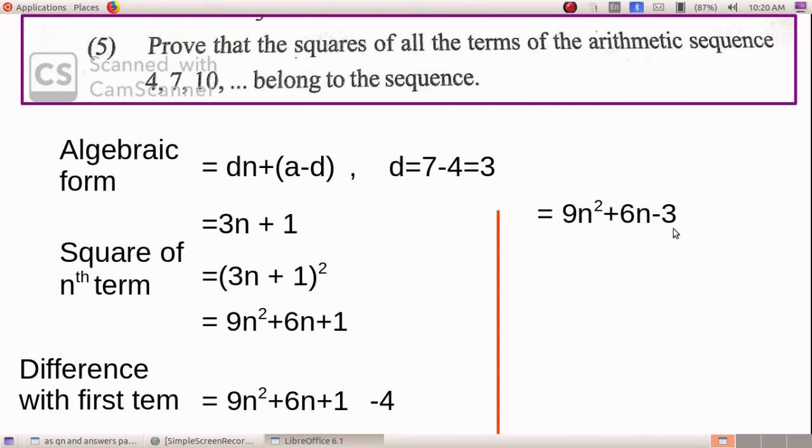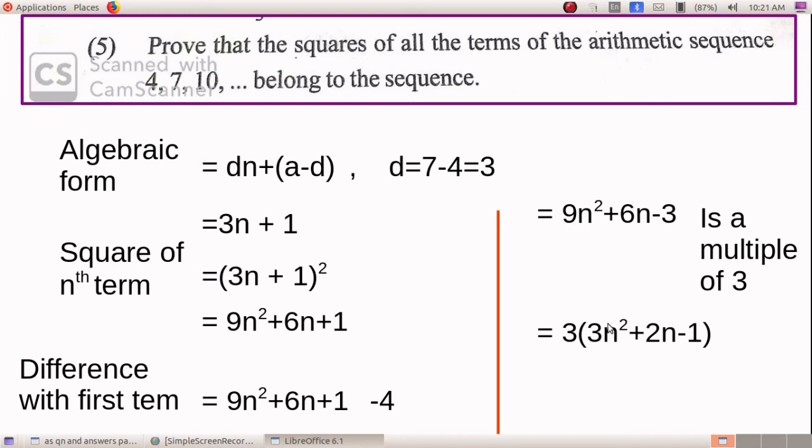By just a look we see that this one is a multiple of 3, because 3 times 3 is 9, 2 times 3 is 6, and 1 times 3 is 3. So 3 can be taken out. Definitely this is a multiple of 3, that is a multiple of the common difference. This can be rewritten as 3 into something. Therefore this is a multiple of 3. 3 into something means a multiple of 3, which means the square of the nth term differs from the first term by a multiple of 3. That means every term's square will differ by a multiple of the common difference, so every term's square will again be a term of this arithmetic sequence.